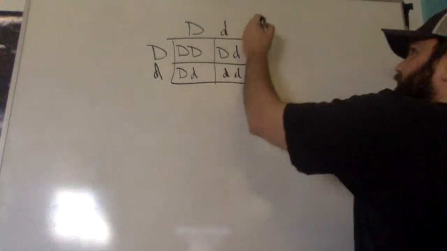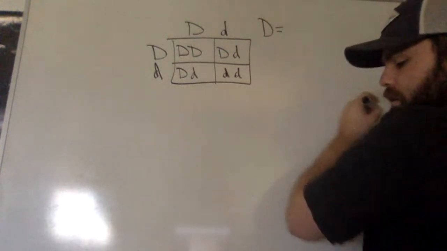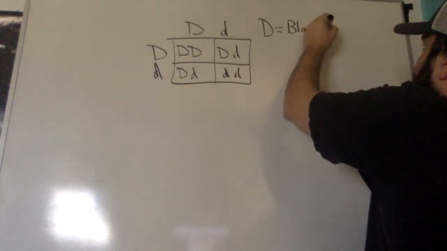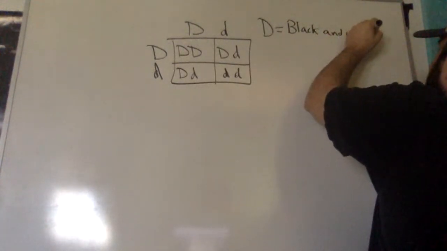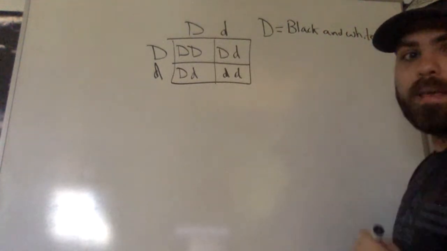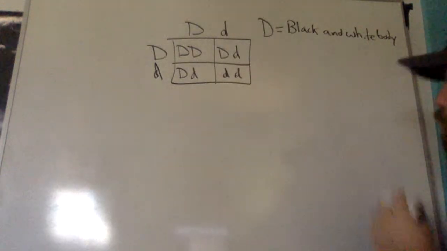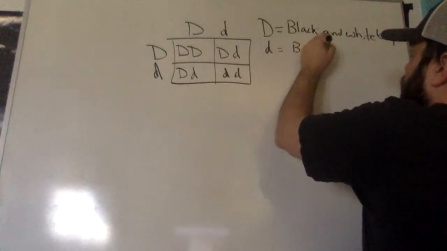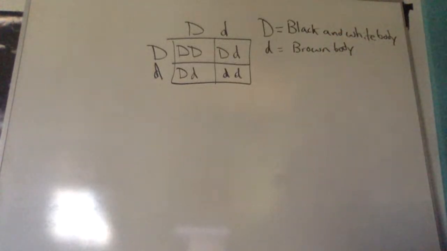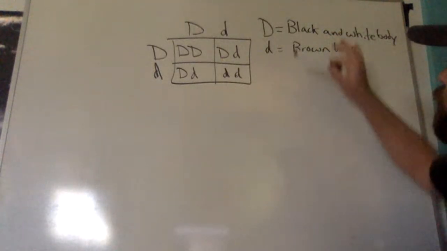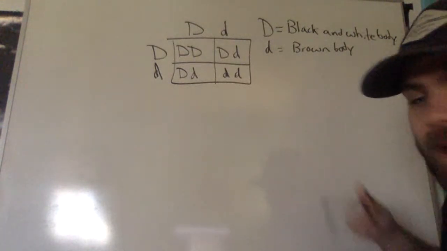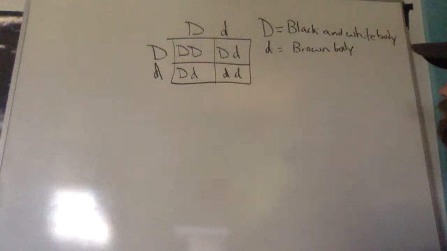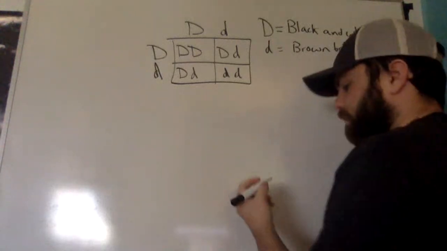Now, remember, it's saying that capital D is the black and white body. If you only have a lowercase d, that's going to be the brown body. And we're talking about cows. If you think about it, usually you see a black and white cow more than you see a brown cow. So that's why black and white is dominant. Now we're going to answer number 14.